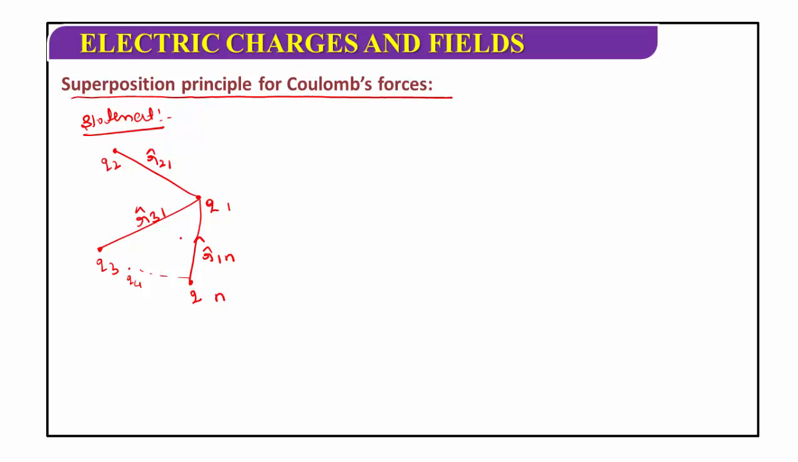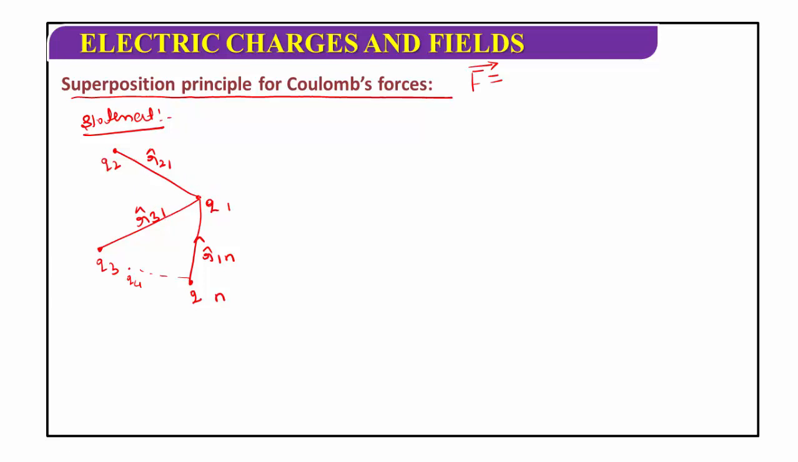According to the superposition principle for Coulomb forces, when a number of charges are present, the force on a given charge, if I take this given charge, is equal to the vector sum of all the forces due to the remaining charges on the given charge. The total force acting on a given charge is equal to the vector sum of the forces due to the remaining charges.